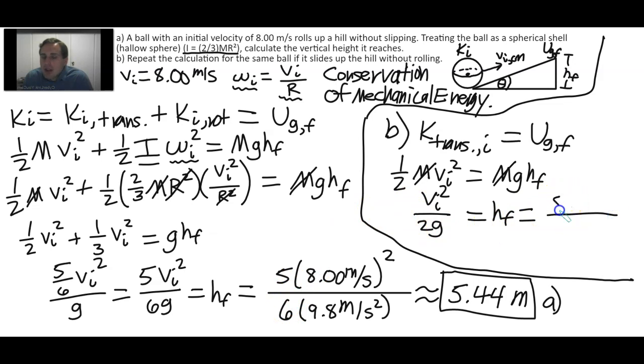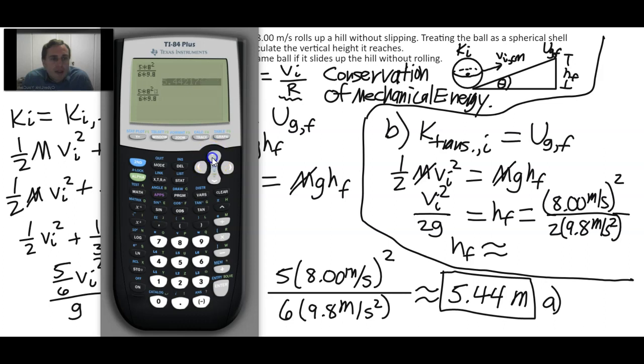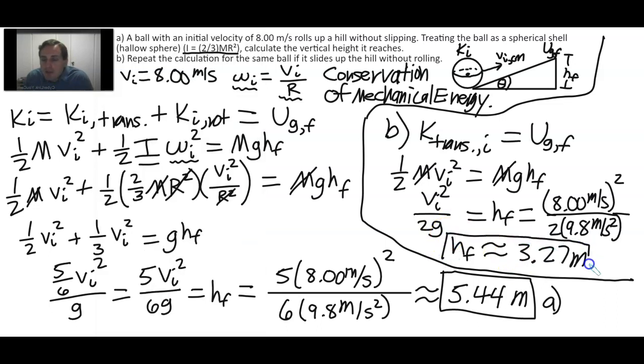So this is v initial, that's 8.00 meters per second, and we square, divided by 2 times 9.8 meters per second squared. Let's get this value in the calculator. We can use just what we had before, but let's make the numerator up here, instead of a 5, just a 1, and instead of downstairs being a 6, let's make that a 2. That's a 1/2 factor. We should have 3.27 meters. So you see that having rotation makes the ball go higher, because if it has energy locked up in rotation as well as translation, the ball will actually go higher.